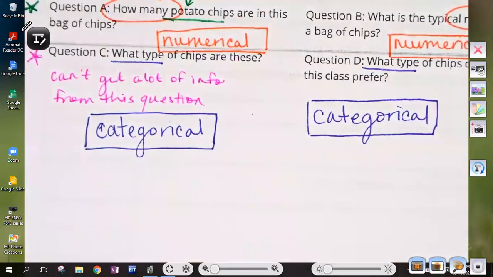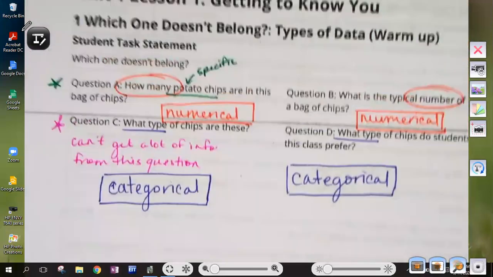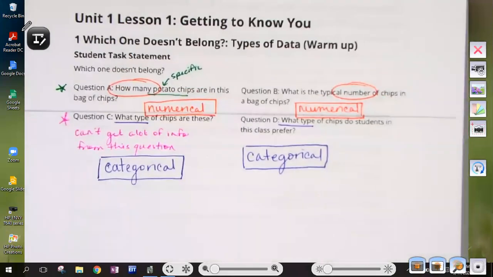That sounds like a fancy word, but just think of the word categories. Those questions are going to put your answers into categories like colors or chips or sodas. It's going to give you a word response that can be grouped into categories. Going back to our goal, to determine the difference between a statistical and a non-statistical question, we have 4 different questions here. Now I want you to think about the responses that we would get.